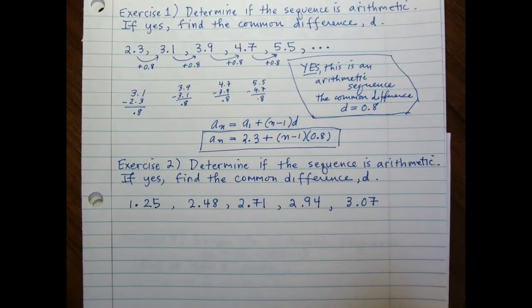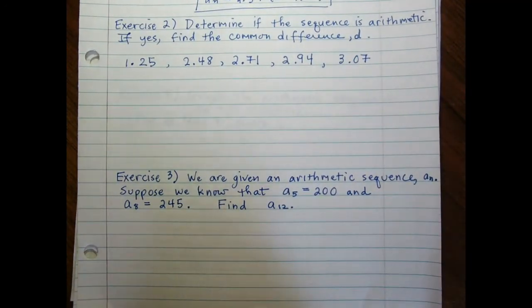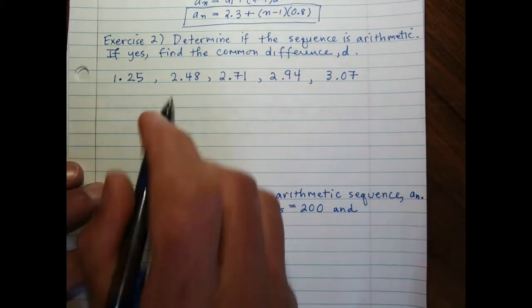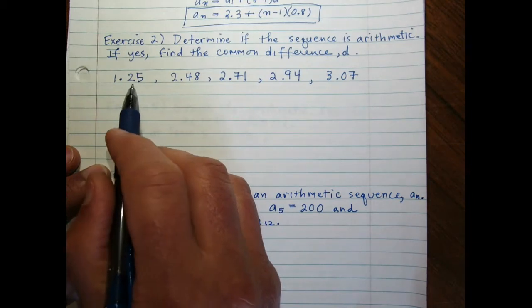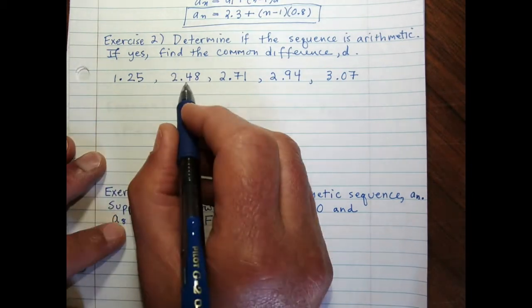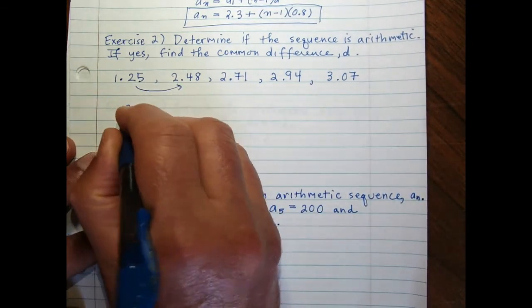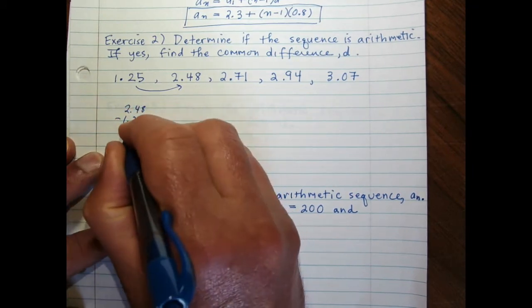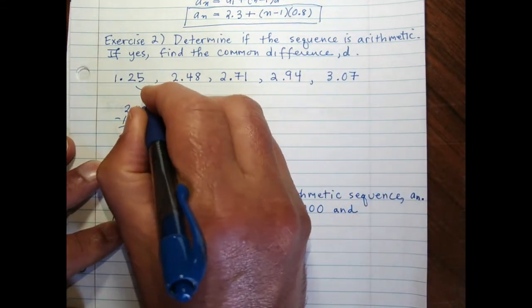Okay, that's exercise 1. Let's go ahead to exercise 2. Determine if this sequence is arithmetic. If yes, find the common difference. It's the same kind of problem, and we're doing exactly the same thing. We have 1.25, 2.48, and so on. We start with 2.48 minus 1.25. That's 1.23, which is what you would add on.